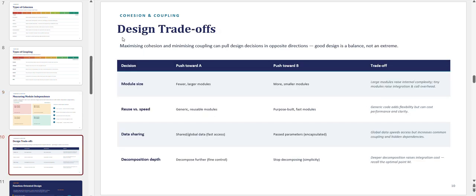Now we will see design trade-offs. Maximizing cohesion and minimizing coupling can pull design decisions in opposite directions. Good design is a balance, not an extreme. Decision, push toward A, push toward B, and trade-off. First, the decision is module size. Push toward A is fewer, larger modules. Push toward B is more, smaller modules. Trade-off is large modules raise internal complexity, tiny modules raise integration and call overhead.